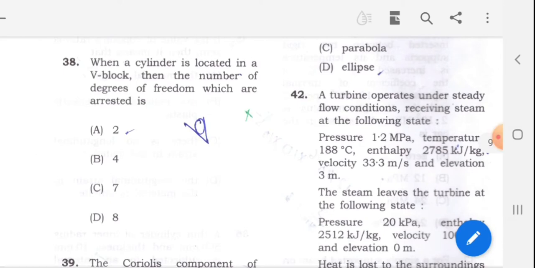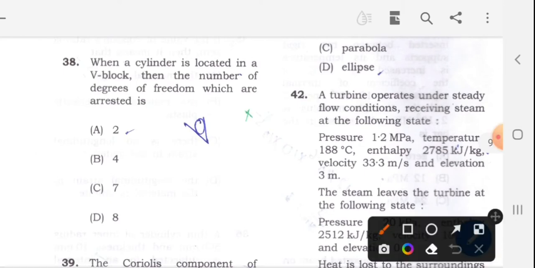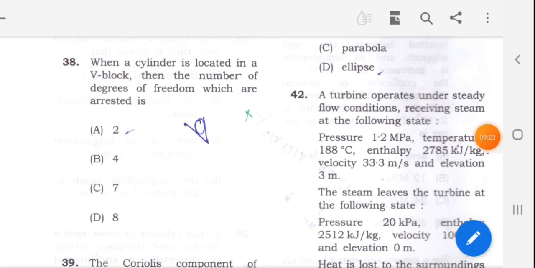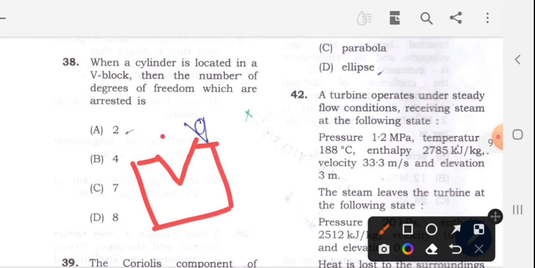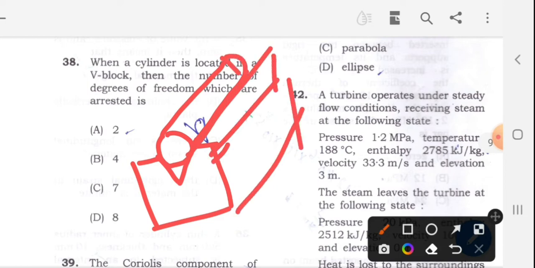Next, move on to question 38. When the cylinder is located in a V block, the number of degrees of freedom which are arrested is. See here the term arrested, not degrees of freedom but the arrested ones. So it is a very clever question. Let's see the answer. Suppose this is a V-type block, and here is one cylinder on that block, you can imagine.